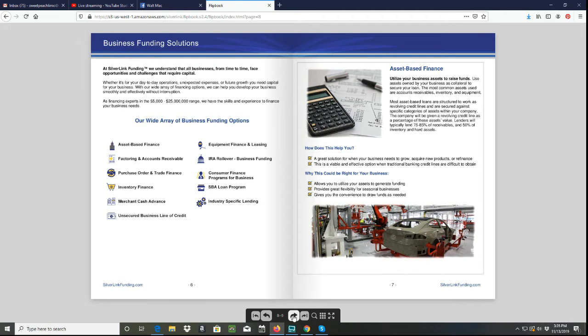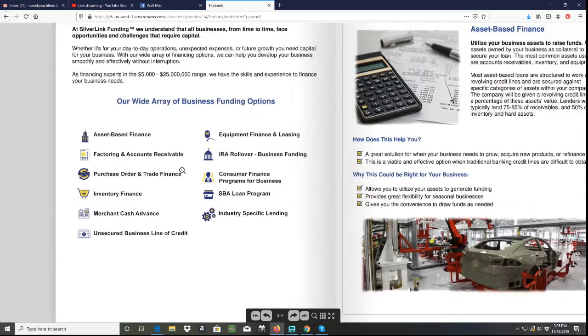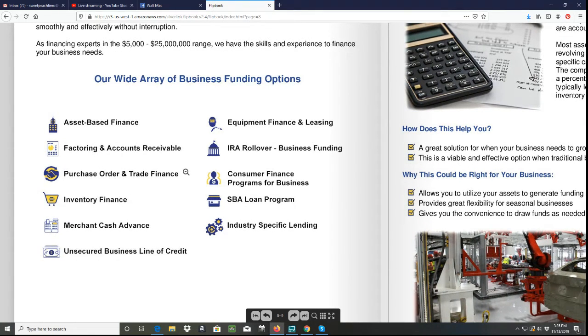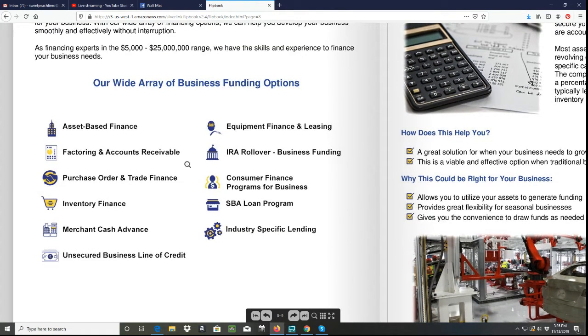As you can see here, they offer a wide array of business funding options. I can blow it up larger. Let's do it like that. That way you can see it even better. I'll scroll down a little bit.